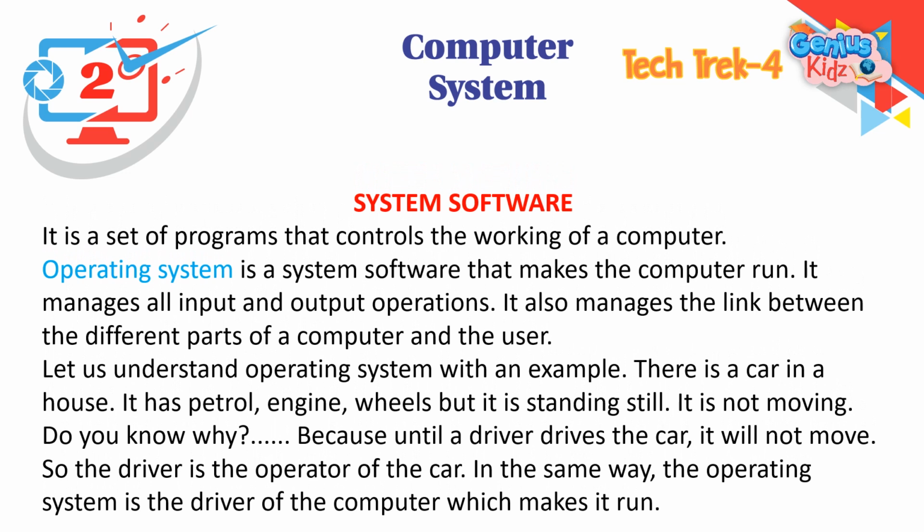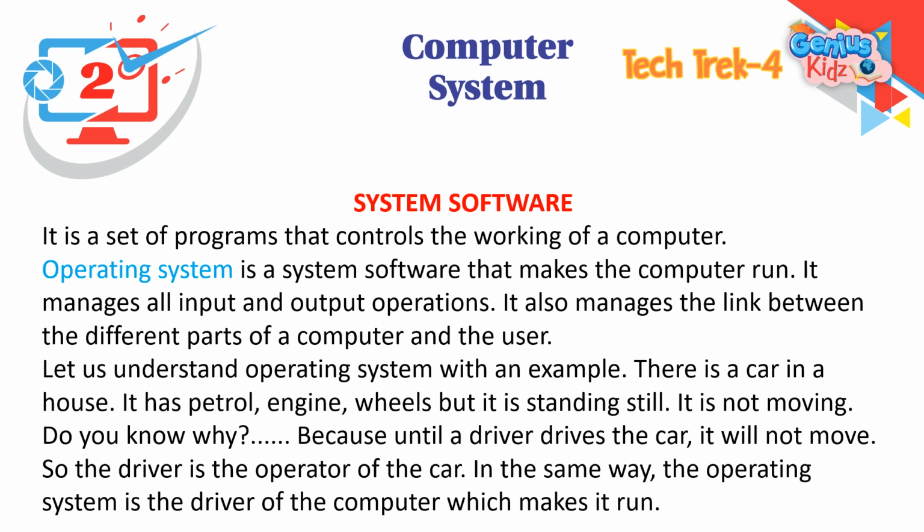System software. It is a set of programs that controls the working of a computer. Operating system is a system software that makes the computer run. It manages all input and output operations. It also manages the link between the different parts of a computer and the user.